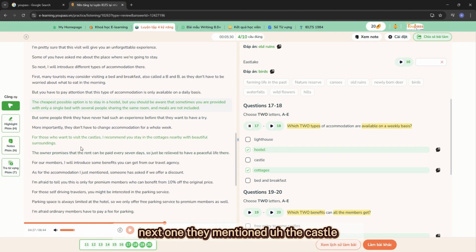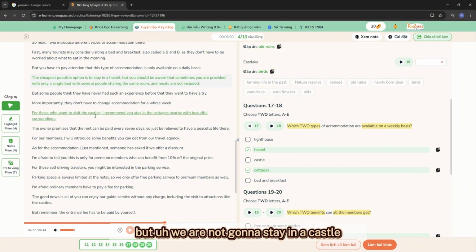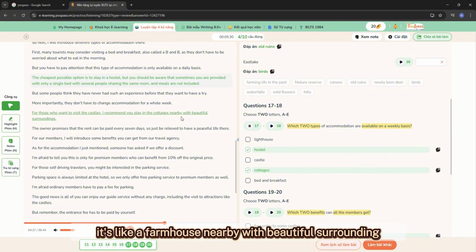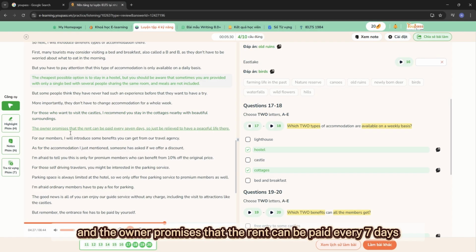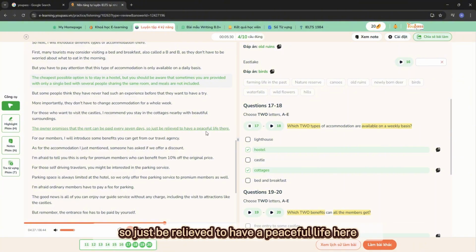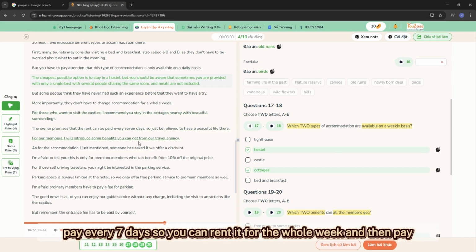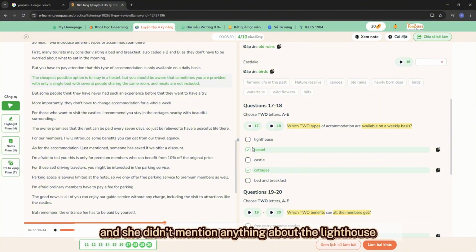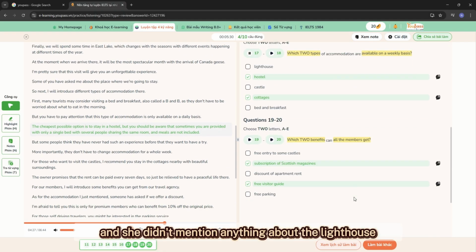Next one, they mentioned the castle, but we're not going to stay in a castle. We just only have the option to visit it, and she recommends you stay in a cottage nearby. It's like a farmhouse nearby with beautiful surroundings, and the owner promises that the rent can be paid every 7 days. So just be relieved to have a peaceful life here. So yeah, pay every 7 days. So you can rent it for the whole week and then pay. So yeah, cottages. All right. And she didn't mention anything about the lighthouse.